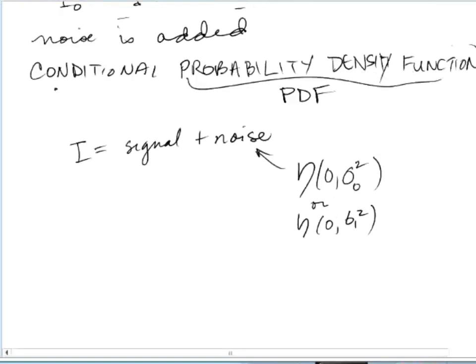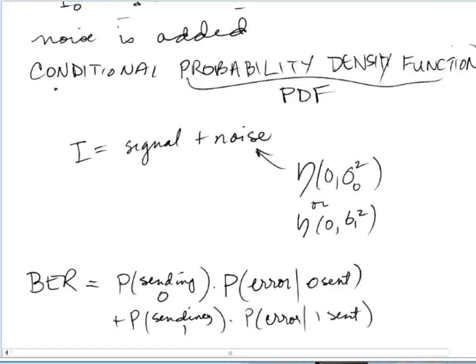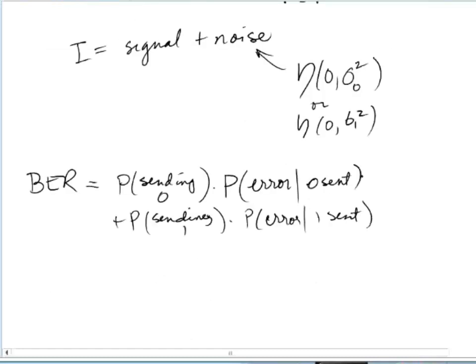Well, I have to condition on an assumption about which bit is actually being transmitted. I can think of the total bit error rate as being able to write as the probability of sending a 0 times the probability of making an error given that a 0 is sent, plus the probability of sending a 1 times the probability that there was an error when a 1 was sent. So this is the total probability of error. I could have made an error when a 0 was sent. I could have made an error when a 1 is sent.